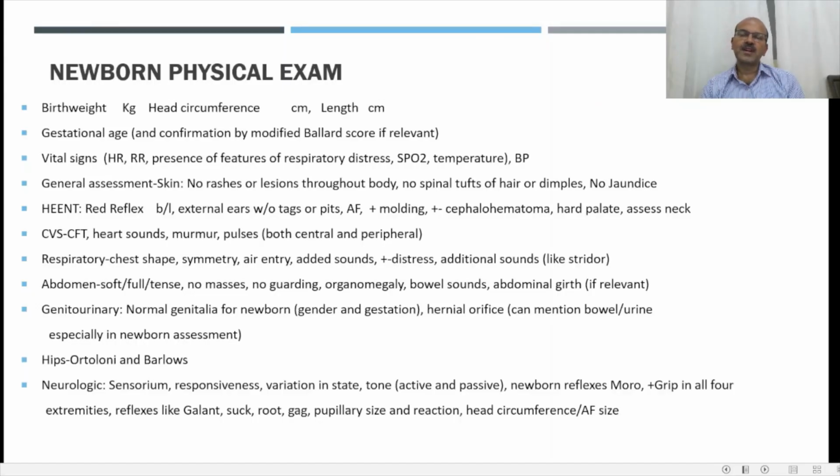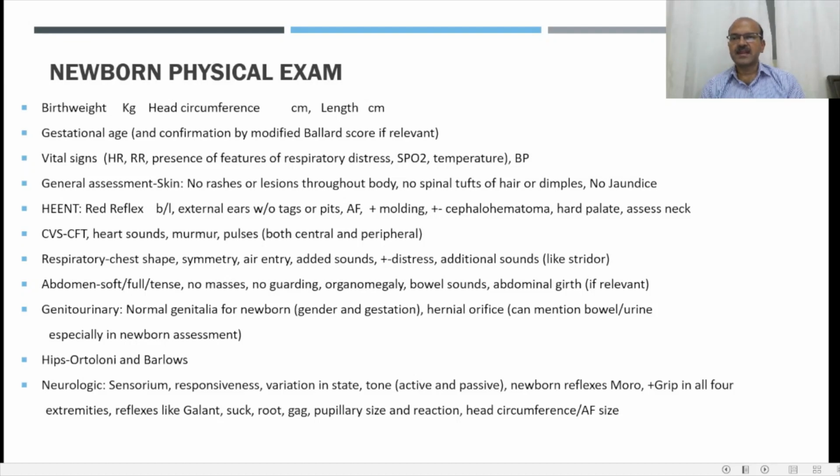So when the newborn, once you write the resuscitation and maternal details, you'll be going for the physical exam entry. Birth weight, head circumference and length, which are initially documented, should be entered in the first day's notes. The gestational age should be entered, and if you need to confirm by a modified Ballard score, you can enter the score there as well.